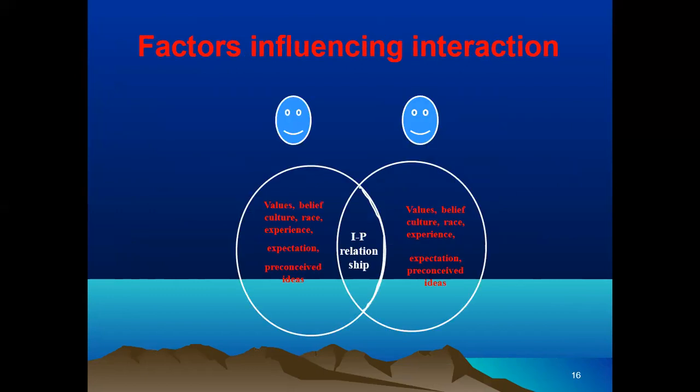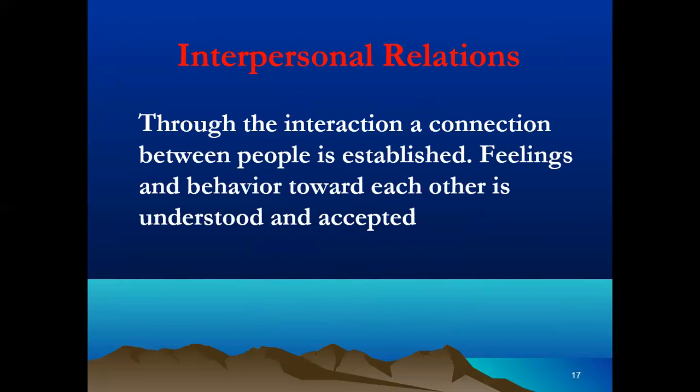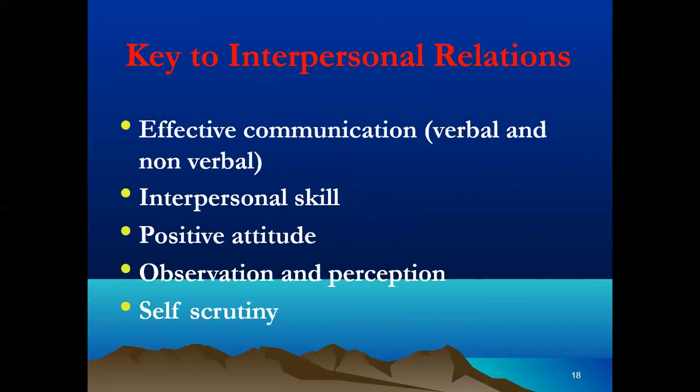Factors that influence this interaction could, number one, be values, the beliefs, the culture, the race, the experience, expectation, preconceived ideas. And this is on either part, on the part of the nurse or on the part of the patient. Now, interpersonal relationships: through the interaction, a connection is usually established or created between two individuals. And this is ultimately what is referred to as rapport. Feelings and behavior toward each other are understood and accepted as individuals interact.